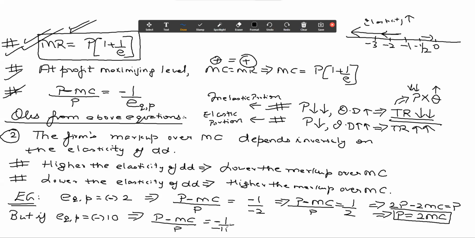So if you take EQP as -10, it implies (P - MC)/P is equal to -1/-10, which implies (P - MC)/P is equal to 1/10, which implies that 10P - 10MC = P, which implies 9P = 10MC, or I can say that my P is nothing but 10/9 MC. Now guys, how much is 10/9? 1.1. So 1.1 times MC.